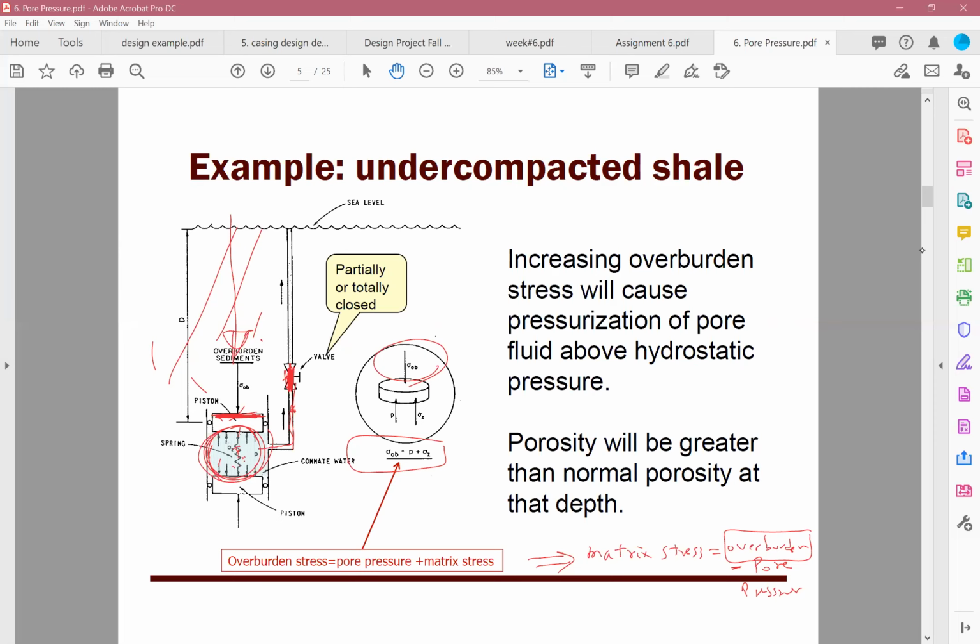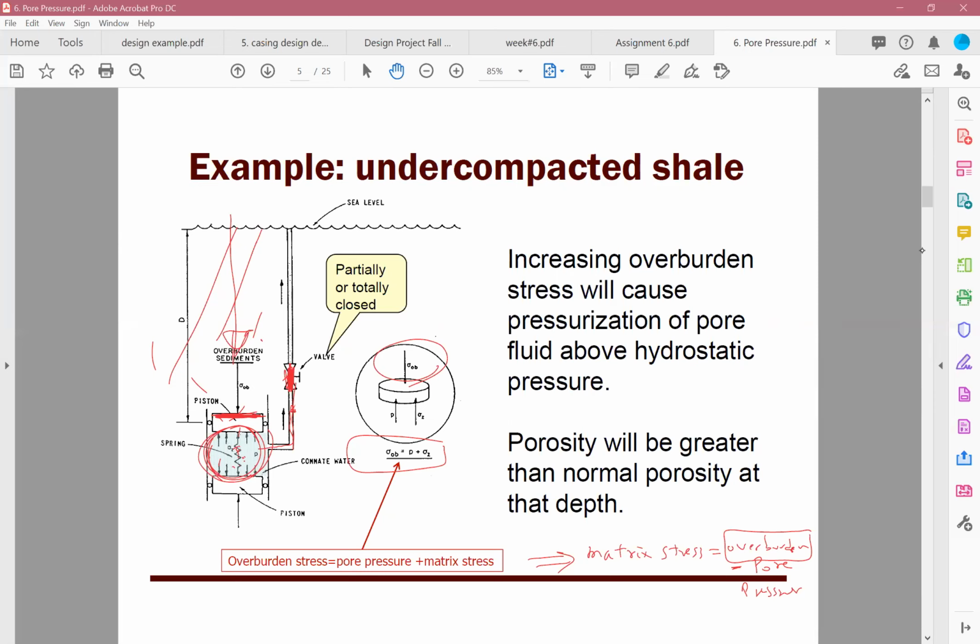And the meaning of overburden is, again, the weight of the rock that is being applied to any formation on the top of it, right? So from zero depth all the way to the depth that your formation is, there is a huge amount of rock on the top exerting gravitational force, right? On the formation. That is called overburden stress.